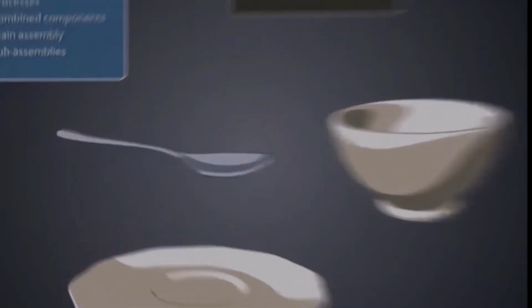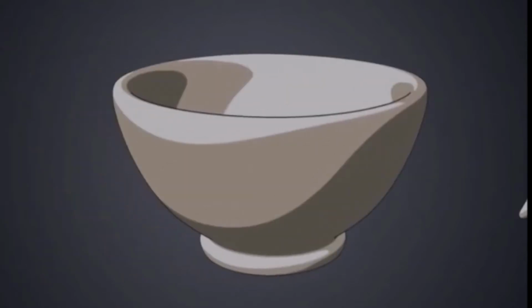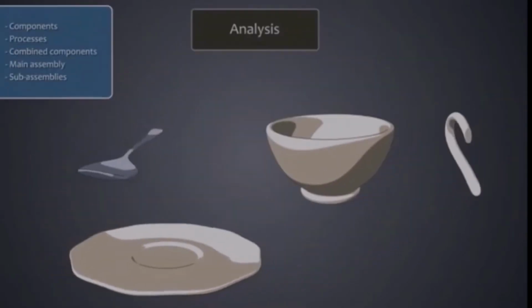During analysis, we assemble the product part by part on paper to build the assembly diagram. The assembly diagram consists of components, processes, combined components, main assembly, and sub-assembly. The goal of analysis is to uncover at this early stage any excess components and processes that may exist. In the tea set, the components are the spoon, the cup, the ear, and the saucer.